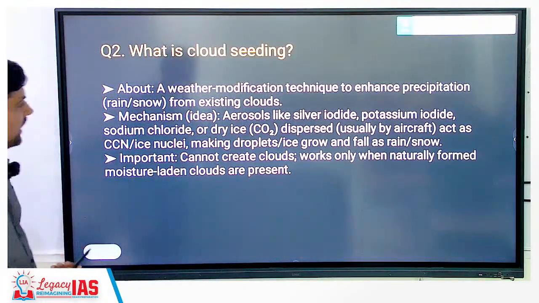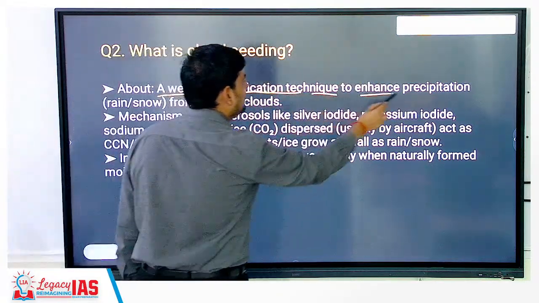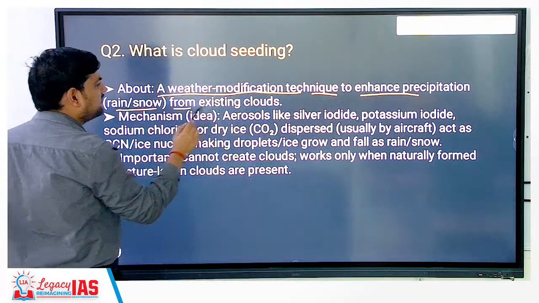Now what is cloud seeding? Cloud seeding is a weather modification technique to enhance precipitation, rain or snow, from existing clouds.